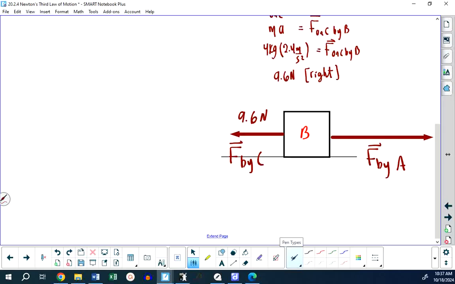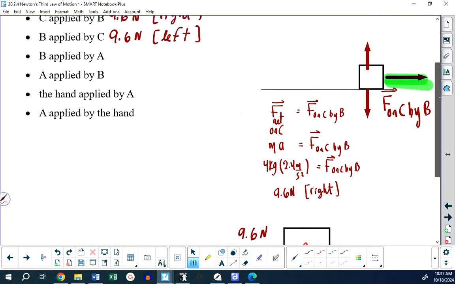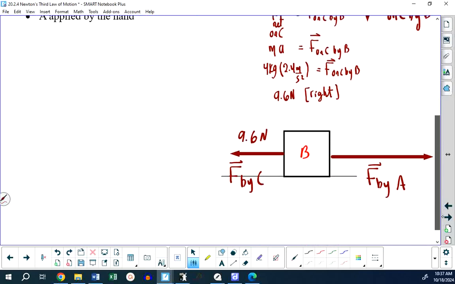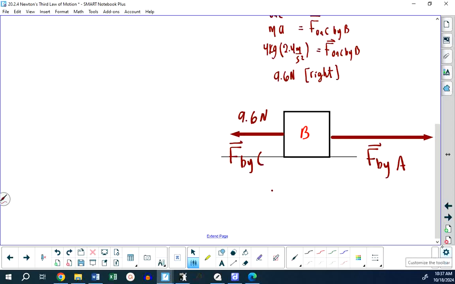We don't know what this is. That's what we are asked to find here, right here. What is the force on B applied by A? But we know that the net force equals MA, and we know, and here's the first time you're going to see something like this, that the net force is the same.